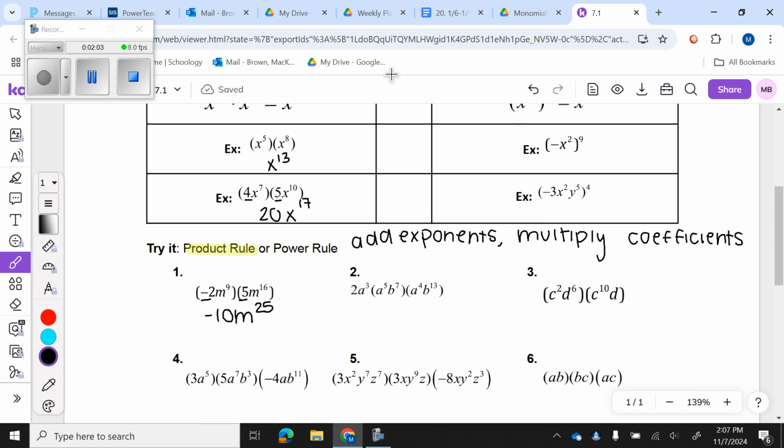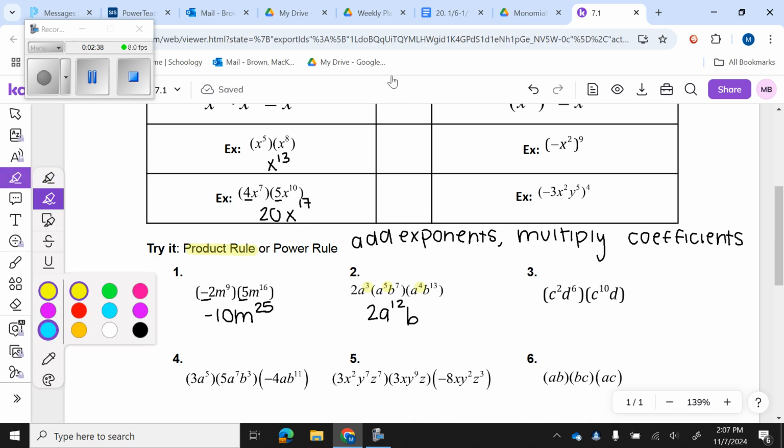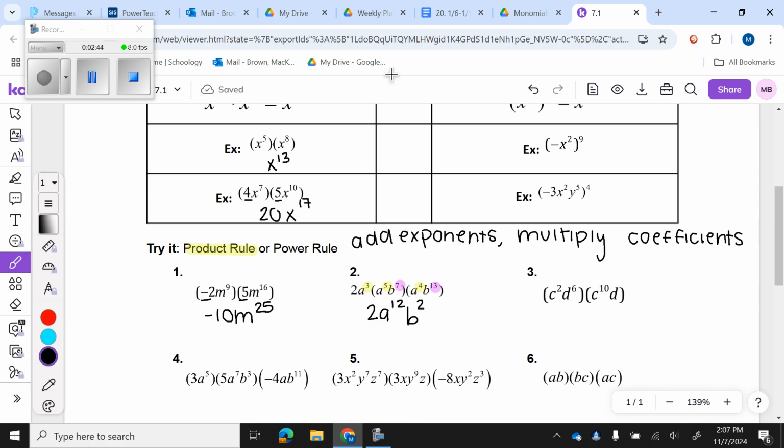All right, number 2 is a little bit different because there are 3 things, but I'm going to multiply my coefficients. The only coefficient I have here is 2, so 2 is going to come down. Now I'm going to add my exponents. There are A's and B's here, so all your A's have to go together and all your B's have to go together. So I'm going to have 2A to the, I'm going to add 3 plus 5 plus 4, because all those are my A's, and that's going to give me 12. So I'm going to have A to the 12th, and then I add my B's, which is 7 and 13, so that's going to be B to the 20th.